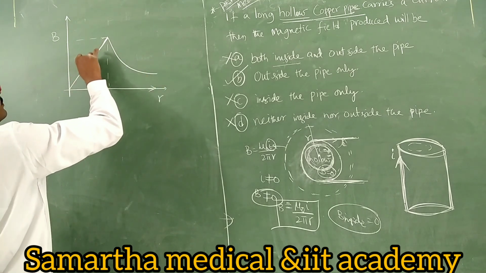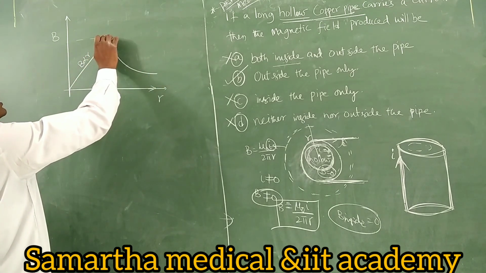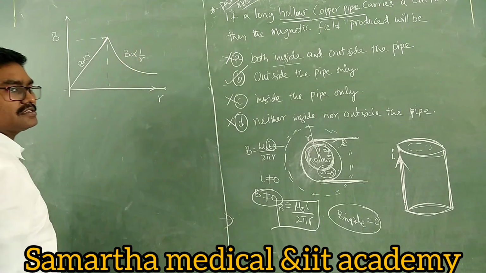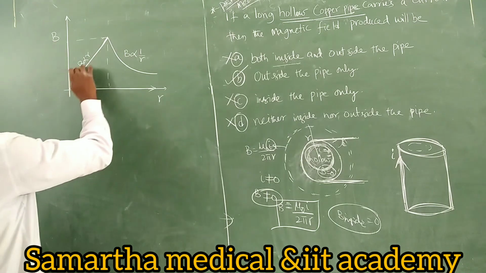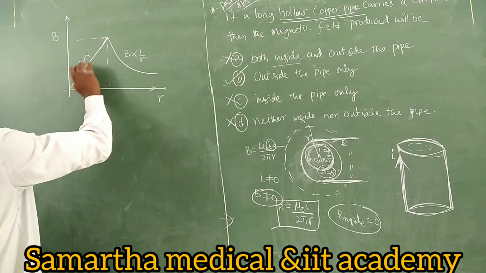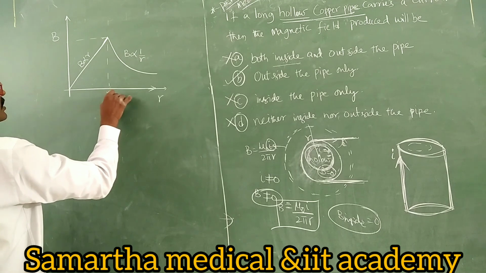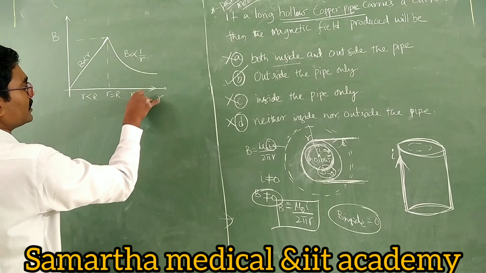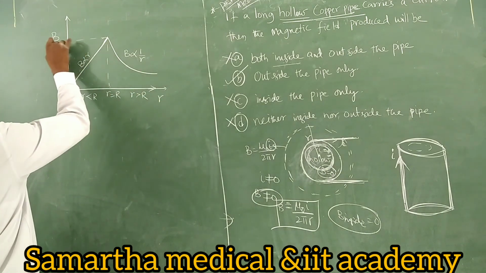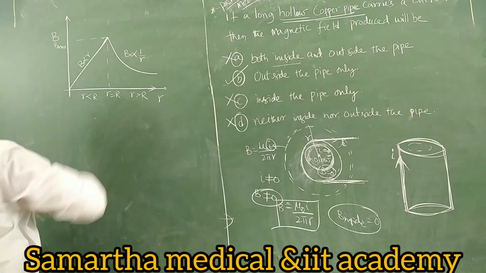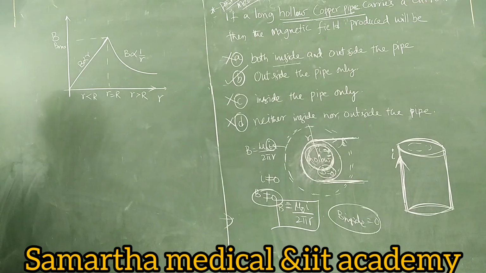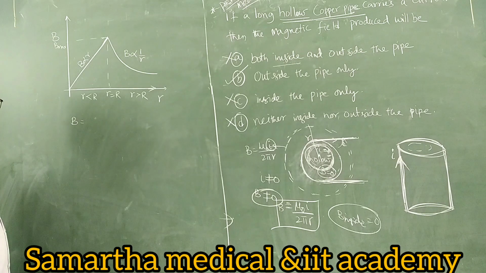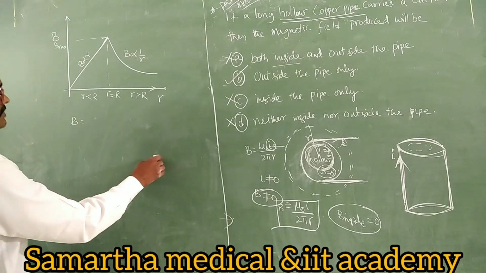So B is directly proportional to r inside, up to where it reaches the surface, and B is inversely proportional to r when it reaches outside the conductor. So how we got this? There is a formula, right? So here inside, small r is less than capital R, and here small r is greater than capital R. Here B is equal to B maximum. So what is capital R? Capital R is the original radius of the conductor.